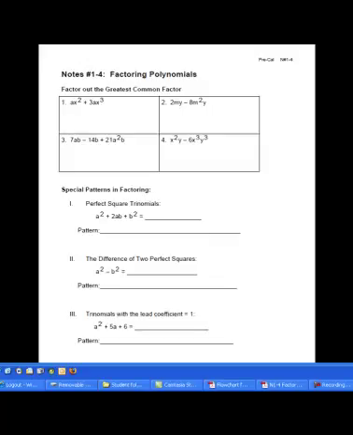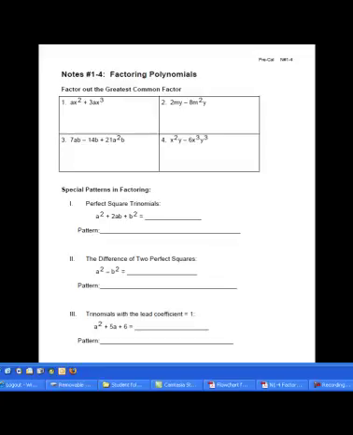Alright, we're going to go over section 1.4, which is factoring polynomials. We went through a little bit of factoring review with the last section, although that wasn't the objective of the last section. This time we're going to proceed on to factoring polynomials.